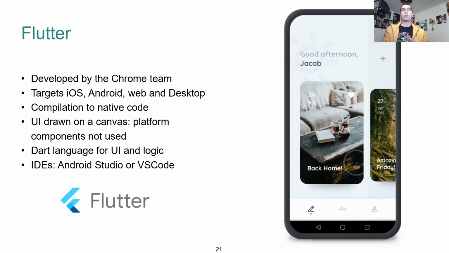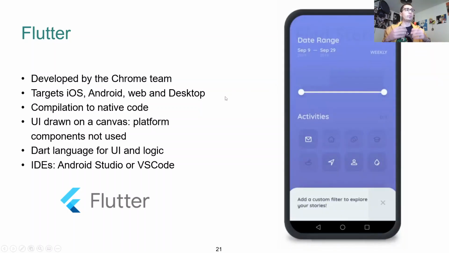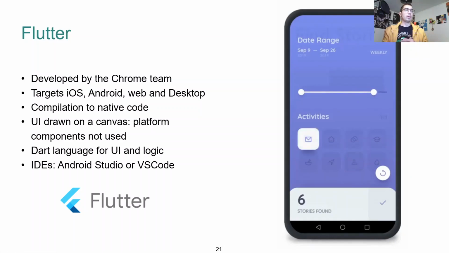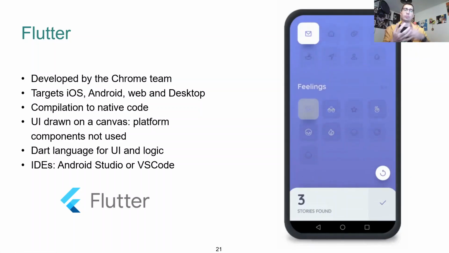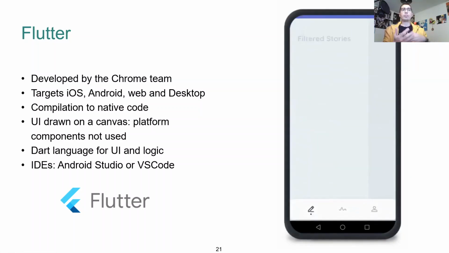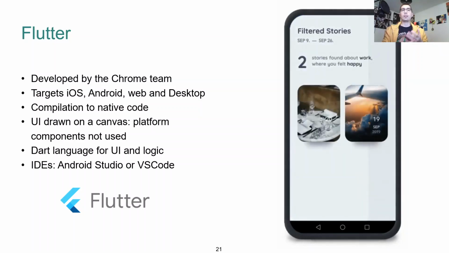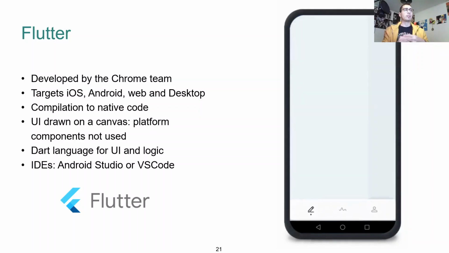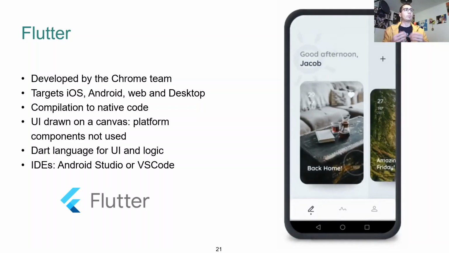to draw its UI. So also a very particular way to do things, but it allows Flutter to be really beautiful, really smooth, really fast. It's like a game engine. When you have a game engine that draws the screen at 60 FPS, you can see it as something like this, and you see beautiful animations, really fast. So that's Flutter. The language is Dart, and you can use Android Studio or Visual Studio Code for development.